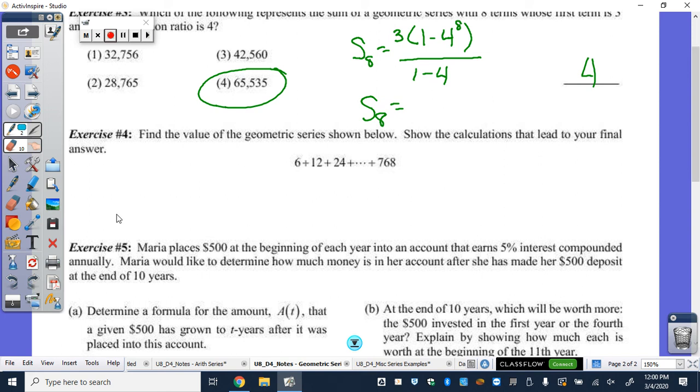Okay, so we know our first term. Our first term is 6. What's our ratio? What are you multiplying by each time? 2. What's the one thing we don't know? N. We don't know how many terms that we have here. So using that 768 is my nth term, I'm going back to our other geometric formula that we've used. First term a sub 1 times your ratio to the n minus 1 power.